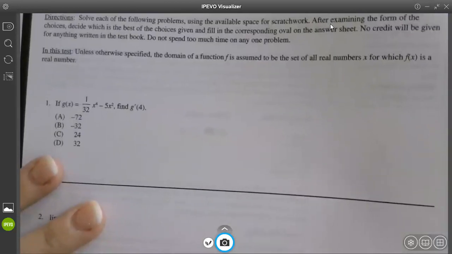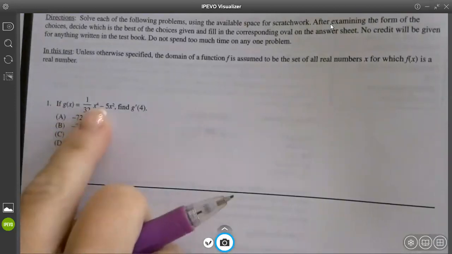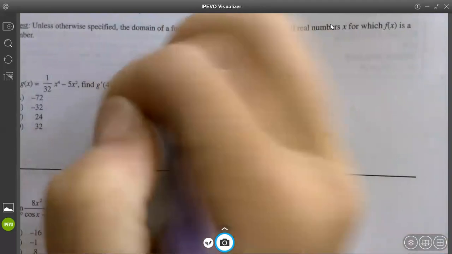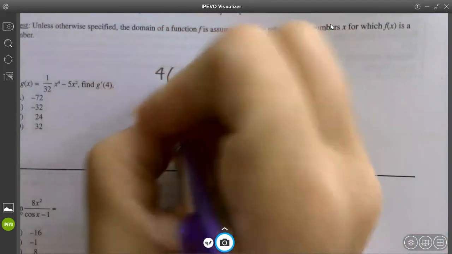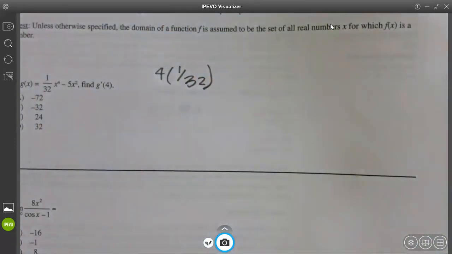All right. So this very first one, it says find G prime of 4. So what is the derivative of 1/32 x to the 4th minus 5x squared? How do we get that? If you miss this, you need to write it down. If you miss this, boo on you because this is an easy problem.